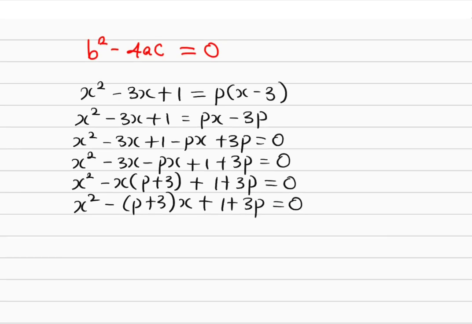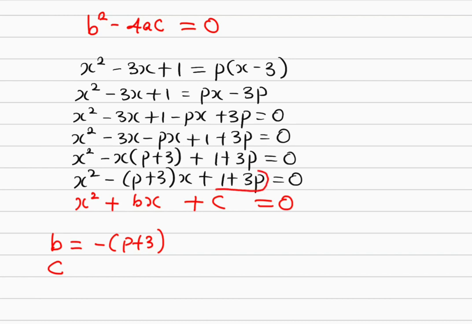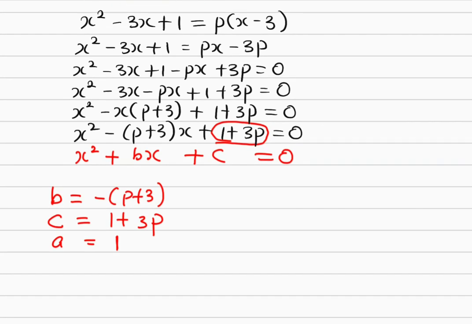Now, this looks like the general format of a quadratic equation, which is x squared plus bx plus c is equals to 0. If you look at it keenly, if you look at it very well, you find out that comparing the terms, my b is equals to minus into p plus 3. Okay? And look at my c. My c will be everything constant here. All right? So my c is equals to 1 plus 3p. Then, of course, a is going to be 1 because coefficient of x squared in both expression or both equations is 1. So we have it this way.